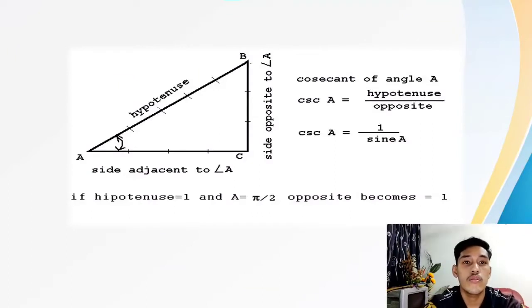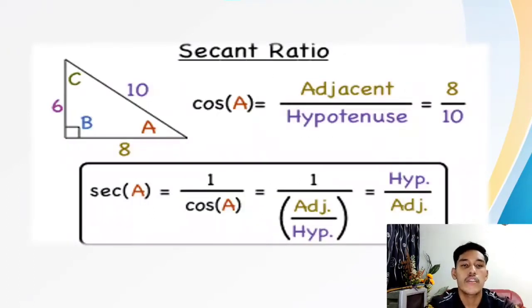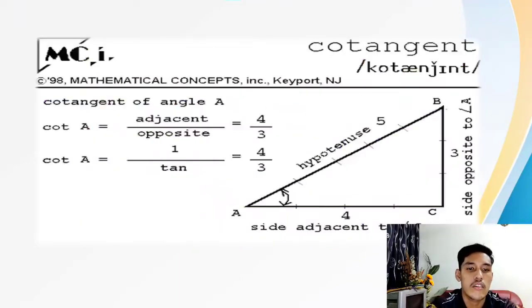Besides that, we also learn about cosecant, secant and cotangent. First, we are going to look at cosecant. Cosecant is equal to hypotenuse divided by opposite. The next one is secant. Secant equals hypotenuse divided by adjacent. And the last one is the cotangent. Cotangent is equal to adjacent divided by opposite.